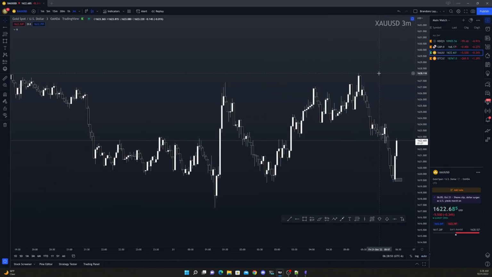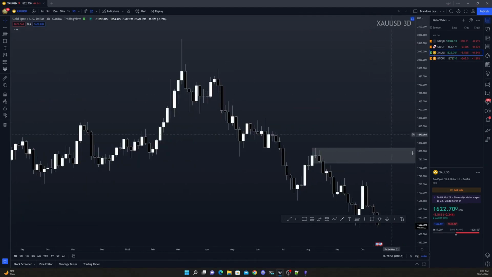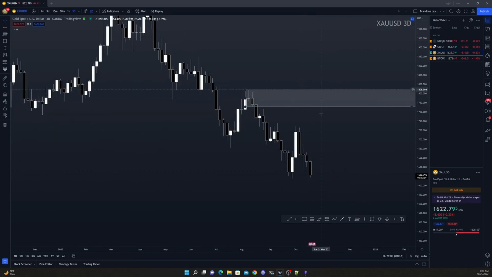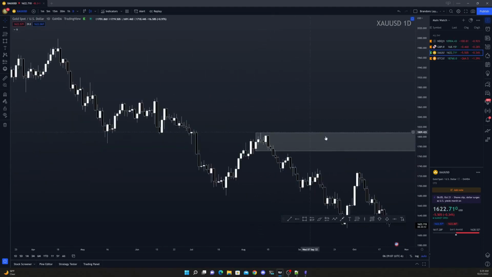All right, so 3 day. That's what we meant to do. Okay, great. So we want to see price come all the way back up in here. And is it ultimately doing that? I mean, we don't know. Let's go down to the daily and let's go ahead and look a bit more micro.